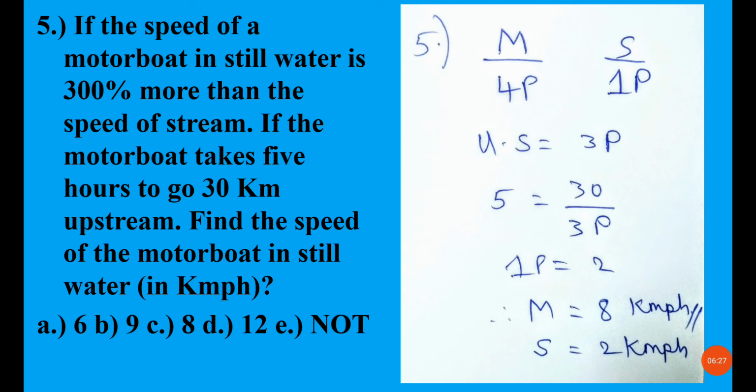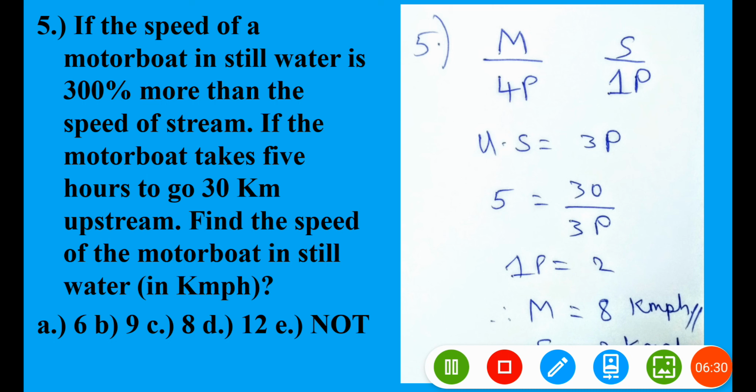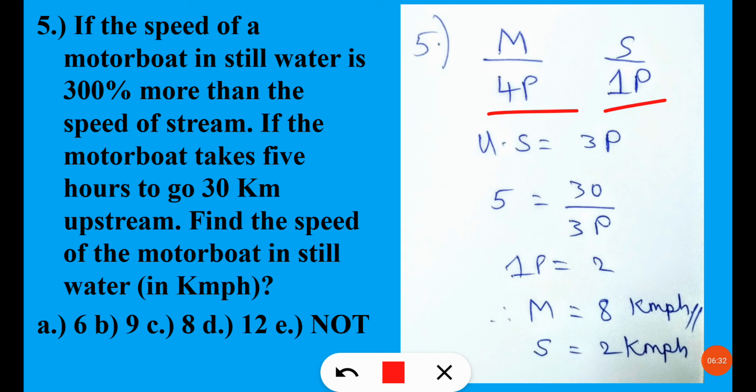Here you may get a doubt that motorboat should be 3 parts and stream should be 1 part. No, it's not like that. Here in the question, we can observe it is 300% more than the speed of the stream. It is not 300 times the speed of the stream. If it were 300 times the speed of the stream, the stream speed would be 1 part and motorboat speed would be 3 parts. But here it is not given like that.